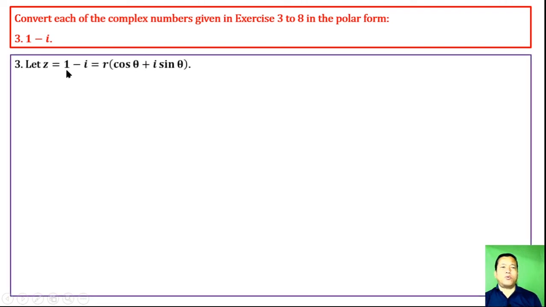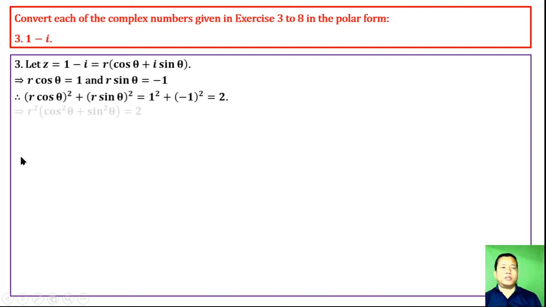Let z equal to 1 minus i equal to r times cos theta plus i sin theta. Equating real parts, we get r cos theta equal to 1, and imaginary parts, we get r sin theta equal to minus 1. Squaring and adding, we get r square equal to 2. That gives r equal to root 2.